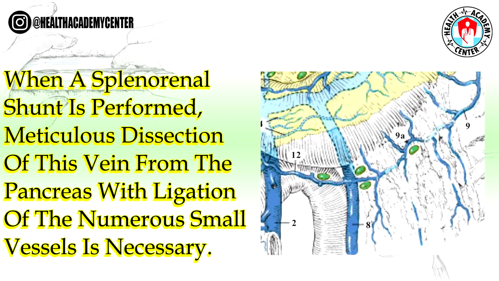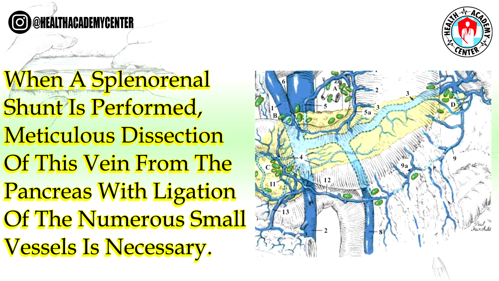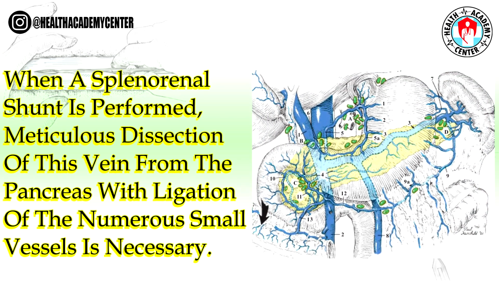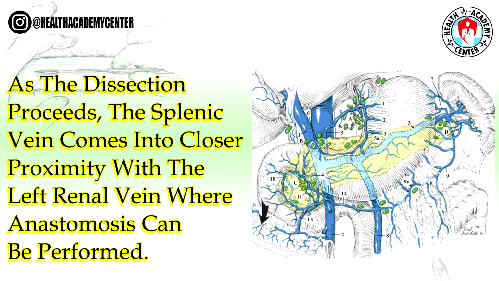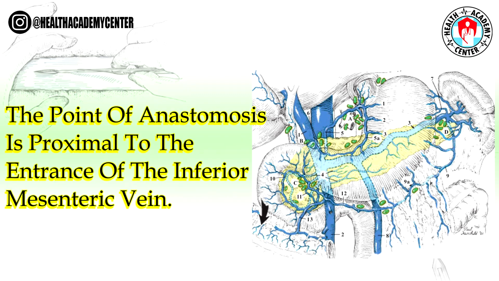When a splenorenal shunt is performed, meticulous dissection of this vein from the pancreas with ligation of the numerous small vessels is necessary. As the dissection proceeds, the splenic vein comes into closer proximity with the left renal vein, where anastomosis can be performed. The point of anastomosis is proximal to the entrance of the inferior mesenteric vein.